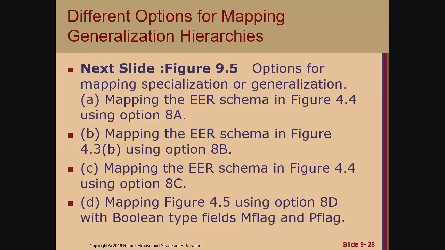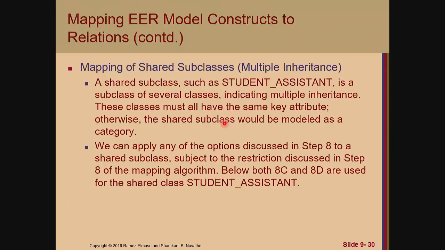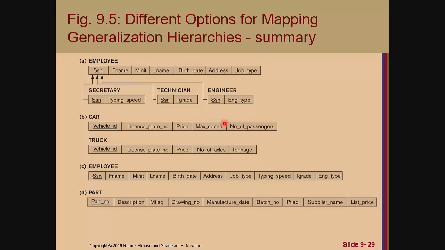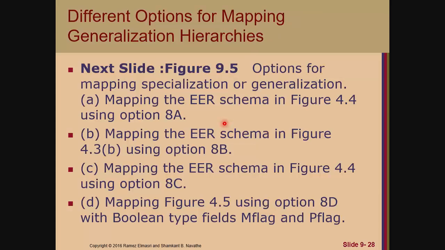And then different types of mapping, generalization hierarchies. Now, options for mapping specialization or generalization. They will show you the mapping of the ER schema in figure 4.4, option A. This is the slide summary, okay? And next are options B, C, and D.